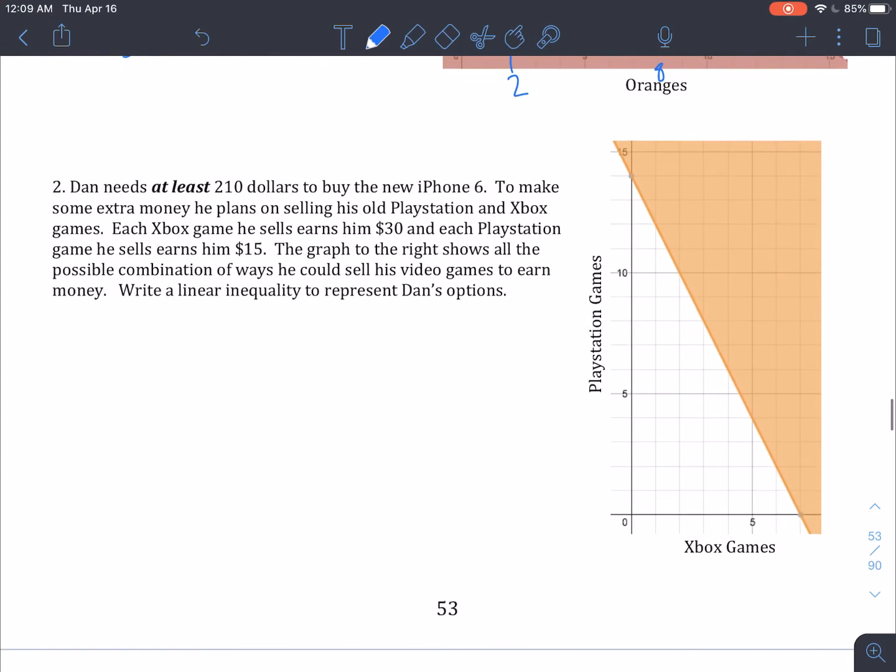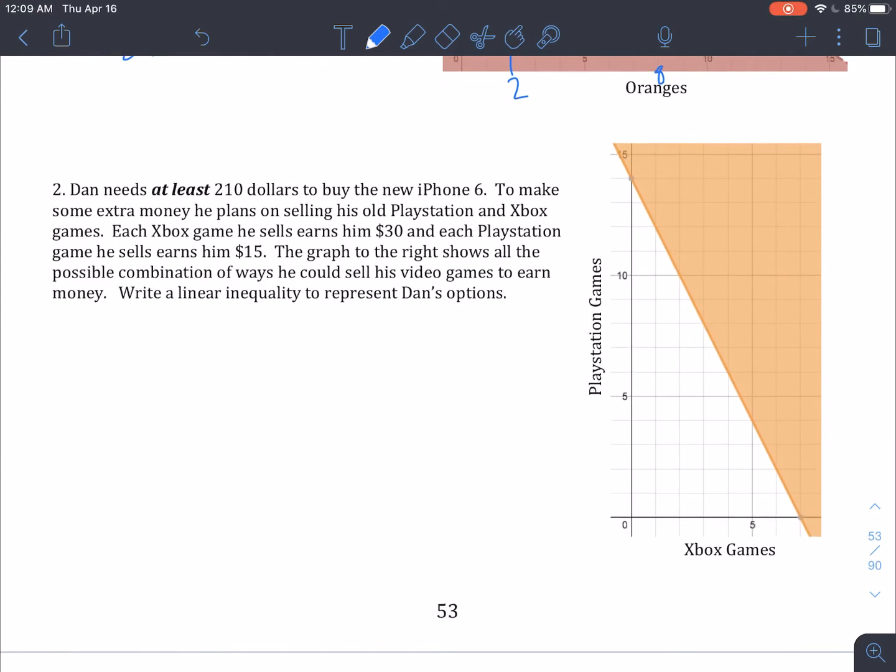Let's look at another example. It says Dan needs at least $210 to buy the new iPhone 6. To make some extra money, he plans on selling his old PlayStation and Xbox games. Each Xbox game he sells earns him $30, and each PlayStation game he sells earns him $15. The graph to the right shows all the possible combinations of ways he could sell his video games to earn the money. So again, let's just look at a point real quick.